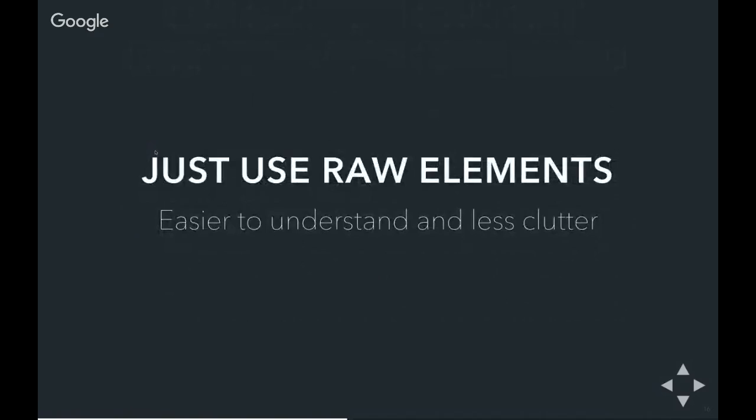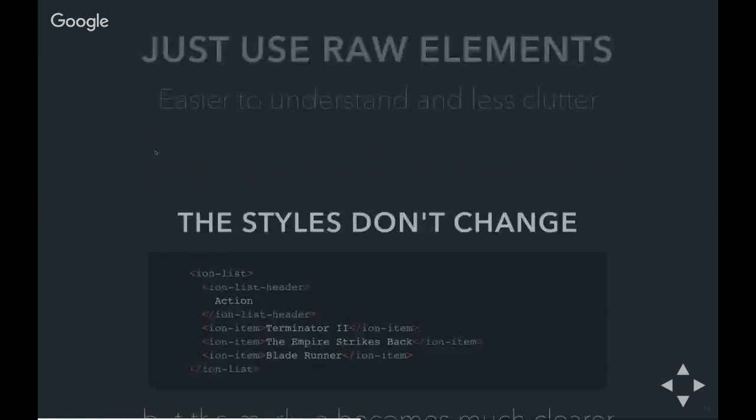So what we did with Ionic 2 was when the developer is working on their app and they want to use a certain layout, they just use raw elements, fully CSS driven, and we have this much more semantic looking markup that is much easier to understand and figure out what's going on.